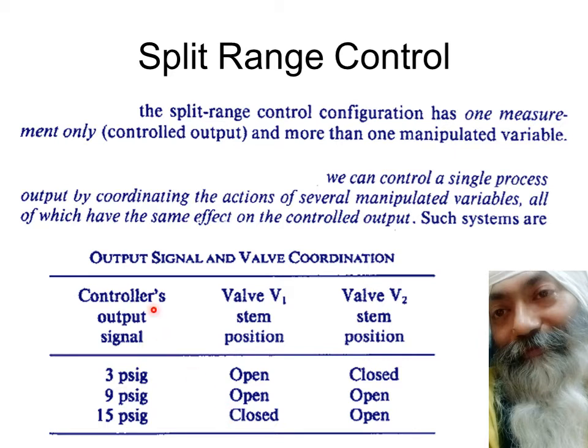So what we do, we have only one measurement and one control output. But this control output is split into two ranges. 3 to 9 is one range, 9 to 15 is the second range. In the 3 to 9 range, manipulated variable V2 is acting, and V1 remains constant. And in the second part of the range, 9 to 15, manipulated variable V1 starts acting and V2 remains constant.